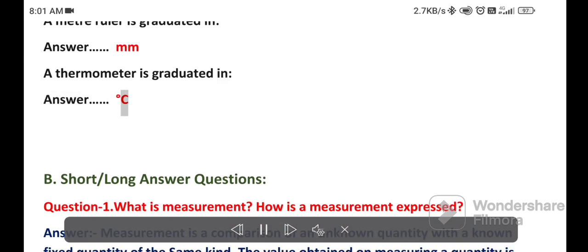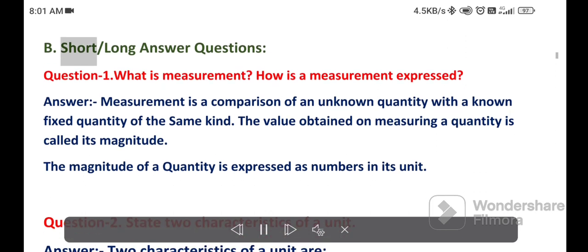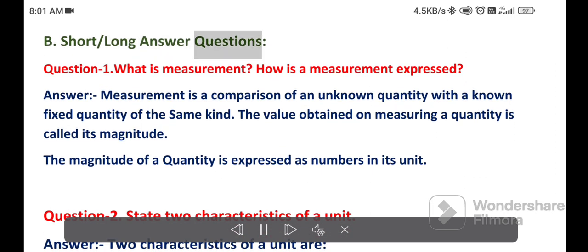B. Short long answer questions. Question 1. What is measurement? How is a measurement expressed? Answer. Measurement is a comparison of an unknown quantity with a known fixed quantity of the same kind. The value obtained on measuring a quantity is called its magnitude. The magnitude of a quantity is expressed as numbers in its unit.